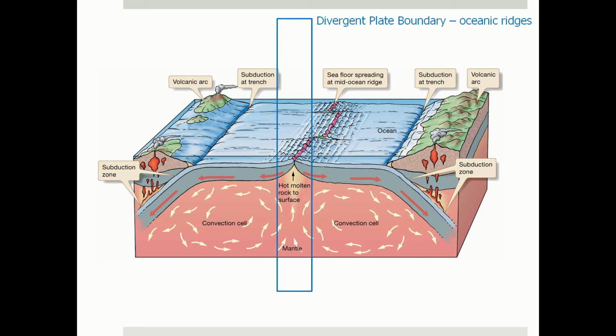At the very center of this picture, you'll see a divergent plate boundary. This is an area where the plates are moving apart from each other, and the asthenosphere is able to rise to the surface.